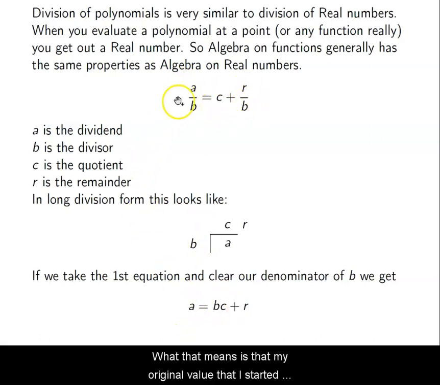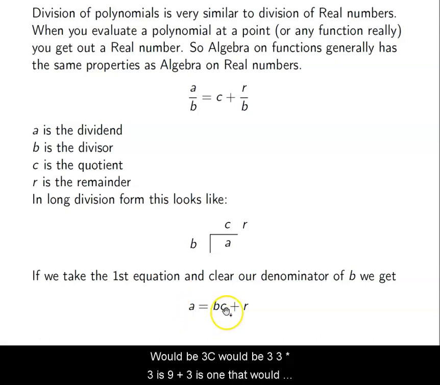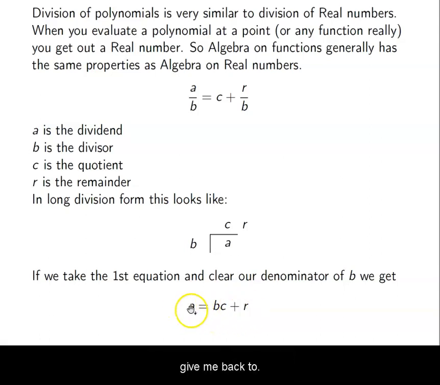So what that means is that my original value that I started with before I try to divide is the same as my divisor times my quotient plus the remainder. Right? So again, when I had 10 divided by 3, 10 is what I started with, B would be 3, C would be 3. 3 times 3 is 9, plus the remainder is 1. That would give me back 10. Okay, so again, you did your own division, 384 divided by 5.